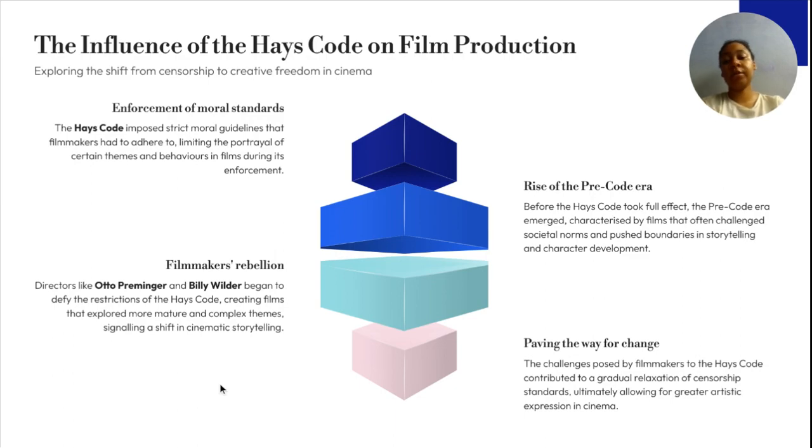A lot of filmmakers like Otto Preminger and Billy Wilder both defied the restrictions of the Hays Code because they started making films that were personal for them, really, and more mature, that explored more mature and complex themes in the subject matter they wanted to cover. So it's signalling the shift in cinematic storytelling.